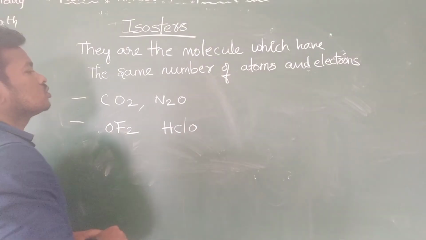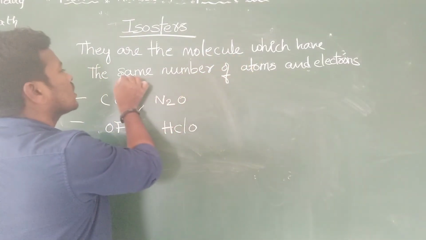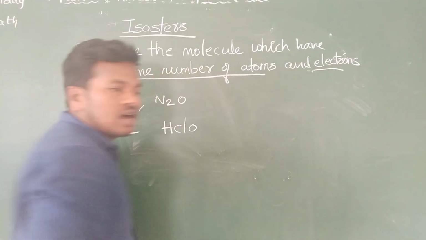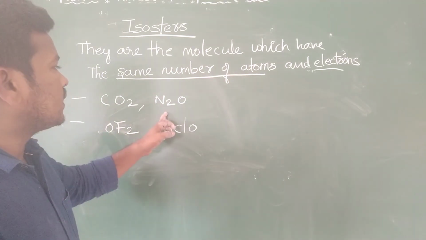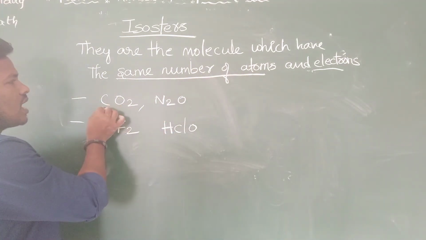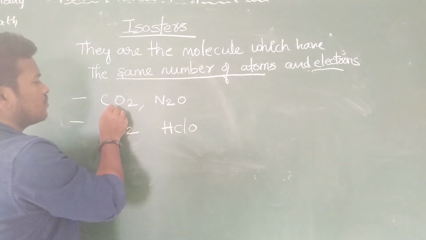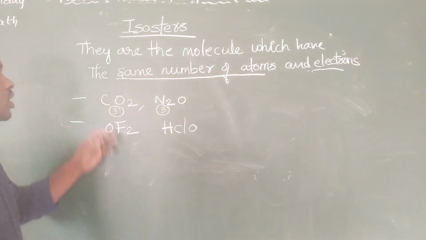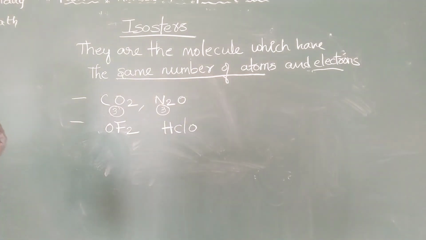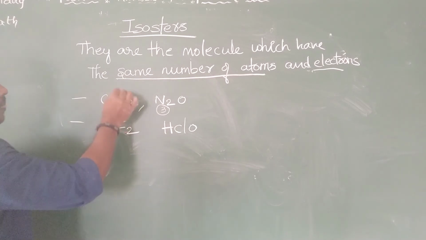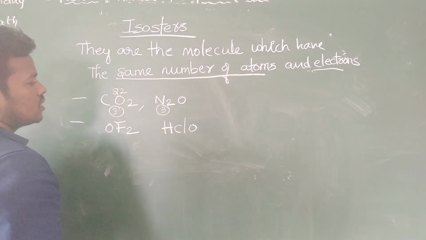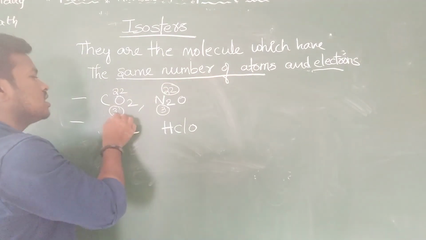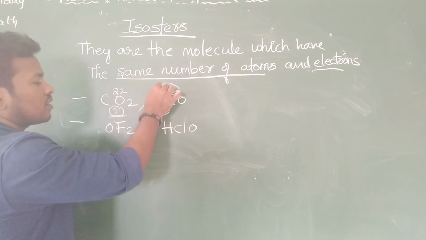Next, isosters. These are molecules having the same number of atoms and the same number of electrons. Here CO2 and N2O each have 3 atoms. If you count the electrons, you will get 22 electrons here, and here also you will get 22 electrons. So the similarity is that the number of atoms and the number of electrons are similar.